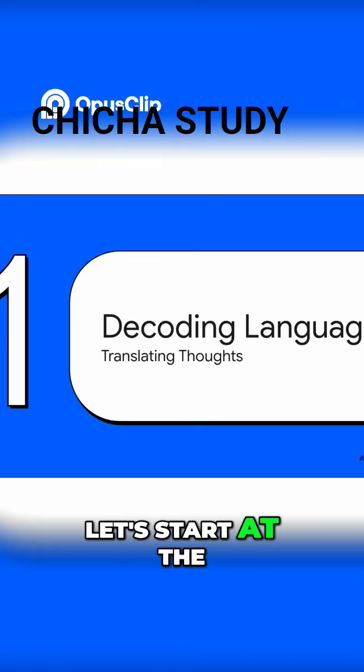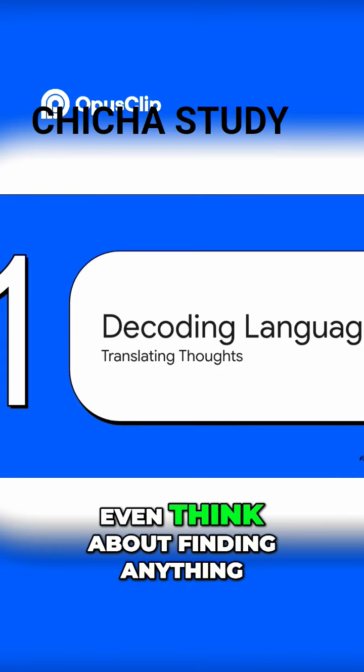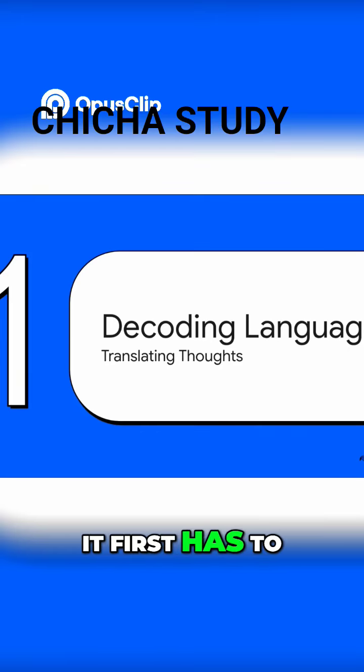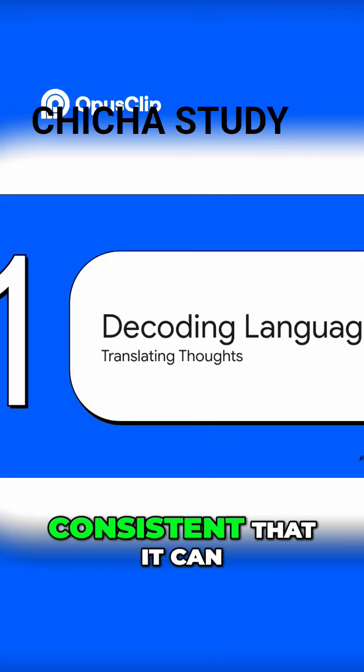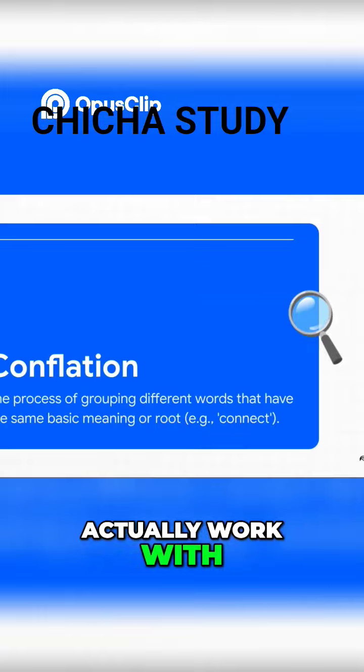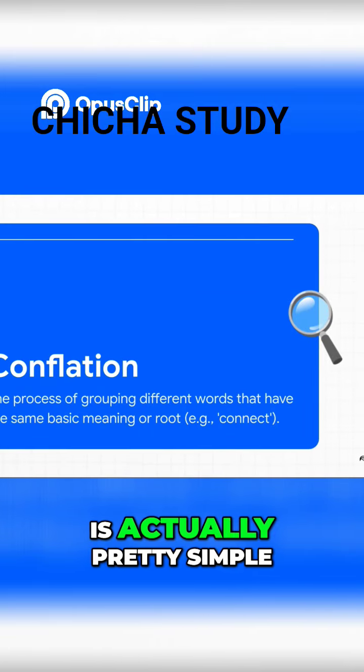Okay, let's start at the very beginning, understanding your question. Before a computer can even think about finding anything, it first has to translate our kind of messy, human way of talking into something logical and consistent that it can actually work with. A huge part of this is a process called conflation, and the idea here is actually pretty simple.